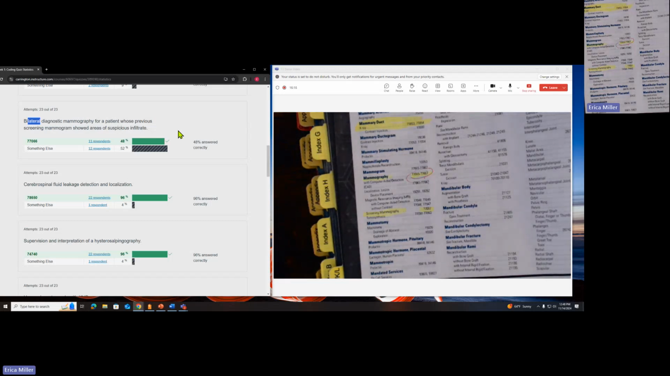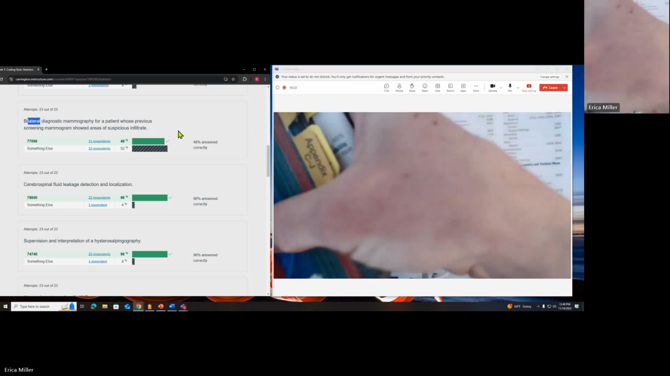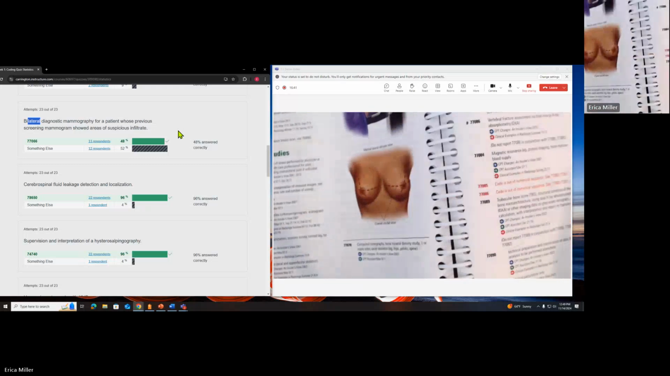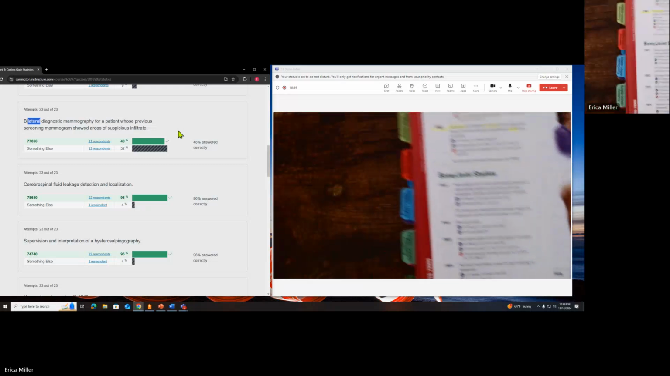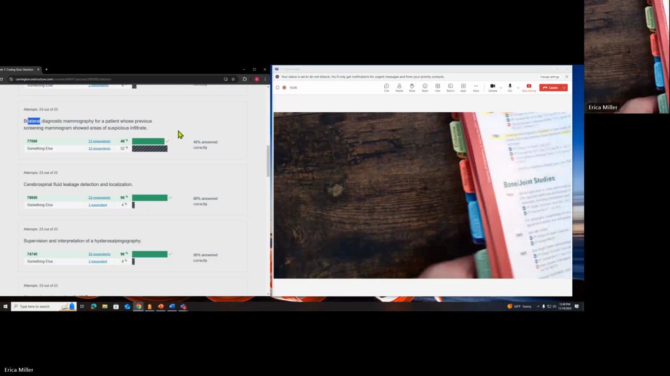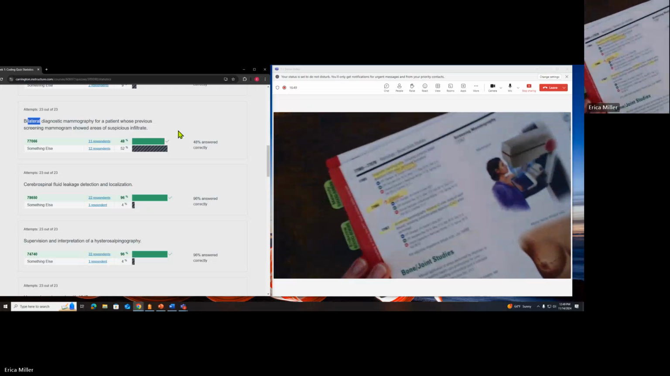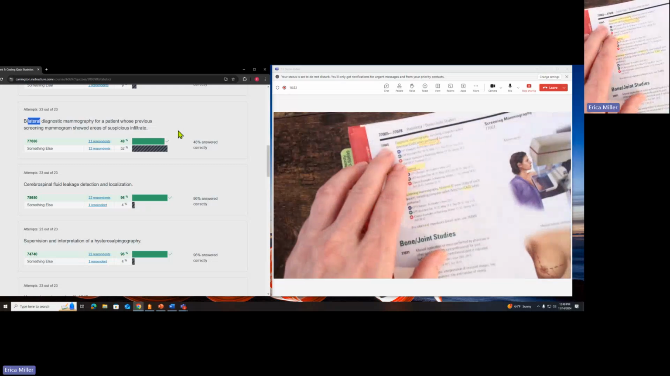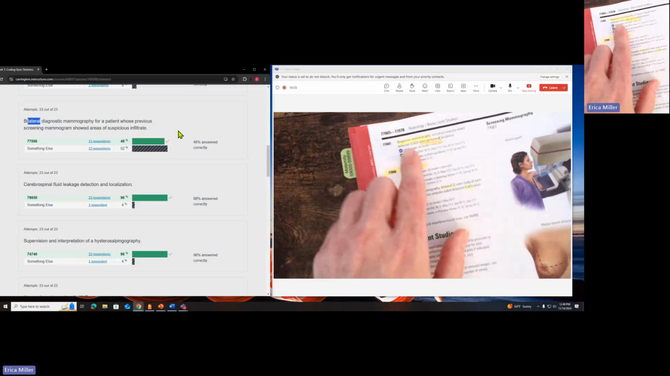So that range of codes is 77065 through 77067. So again, what have we not captured from our index? Bilateral and diagnostic, right? So those are the keywords that I'm looking for when I get over to my tabular section. All right, there we go. So here's our range of codes, starting with that 77065.